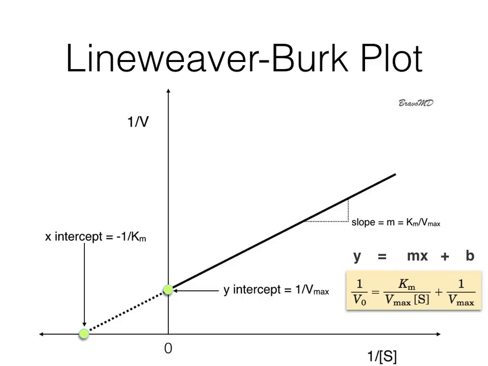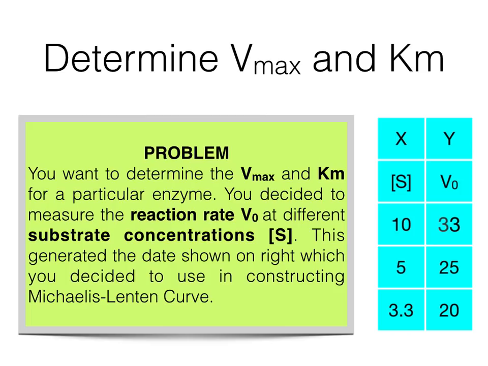Now let's apply this to a particular problem in order for you to appreciate the Michaelis-Menten as well as the Lineweaver-Burk. Say you want to determine the Vmax and Km for a particular enzyme. So you can do this by measuring the reaction rate V0 at different substrate concentration S, just like what we did in our earlier experiment. Now, this resulted to a data that is shown on the right side of the screen.